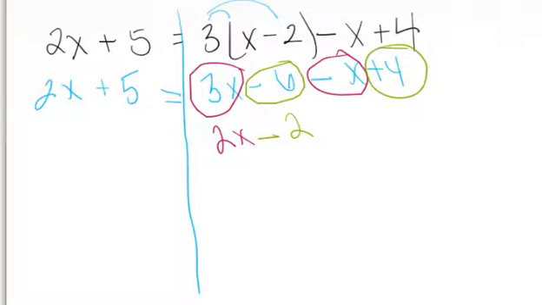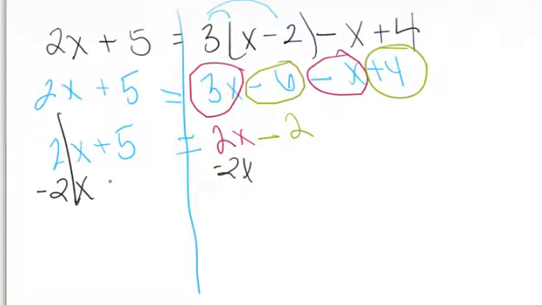And that's all going to be set equal to 2x plus 5. We have 2x and 2x. We've got to get them on the same side of the equation. So to do that, we just subtract 2x from both sides. That goes away. That also goes away. I get 5 equals negative 2.